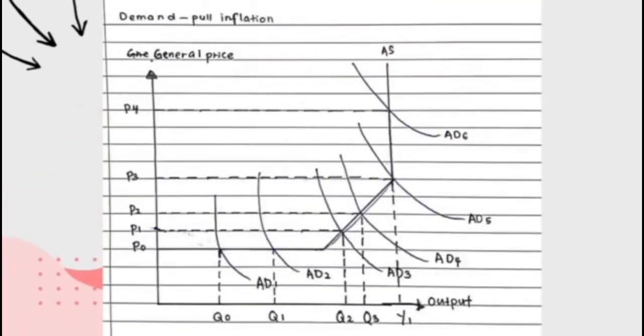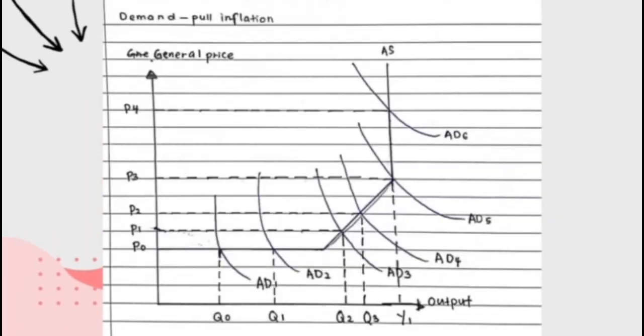So these are the diagrams of demand pull inflation. I will show you how to read these diagrams. First, if AD1 to AD2 is in the recessionary stage, output increases and unemployment will decrease. There is no effect on price.